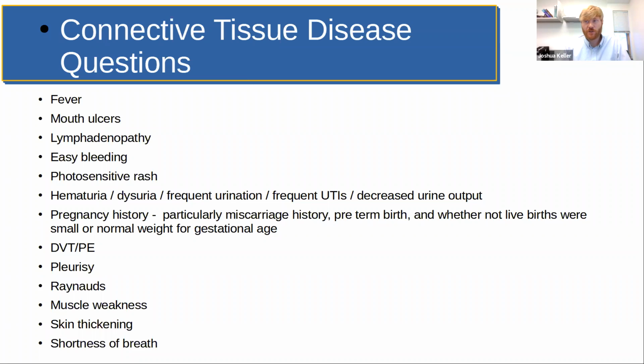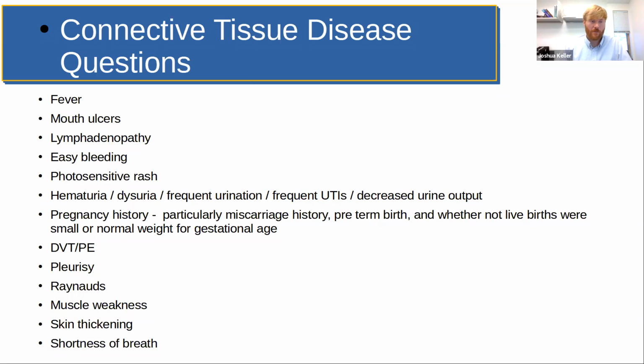In terms of the pregnancy history, I often will ask it just thinking of any antiphospholipid syndrome antibodies, especially history of miscarriage, small for gestational age birth, any history of DVT or PE. I've had a couple patients with a lot of lupus manifestations, but just an antiphospholipid syndrome antibody. So it's something to think about as well.